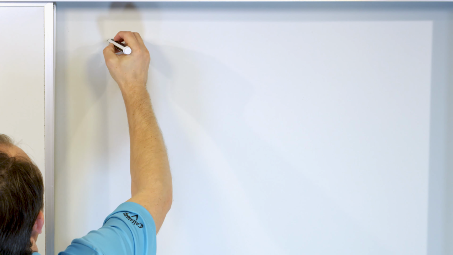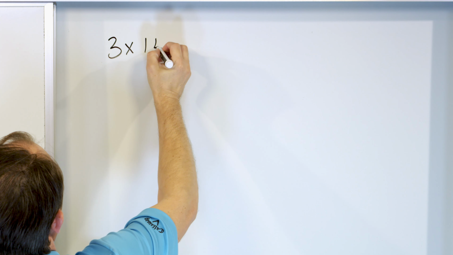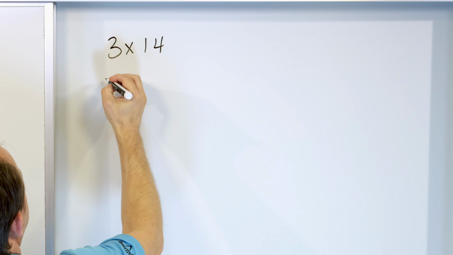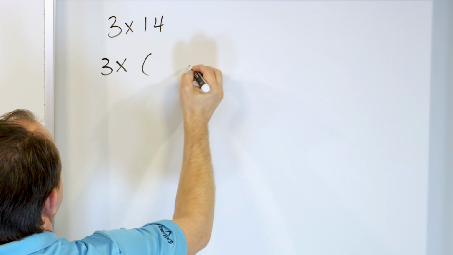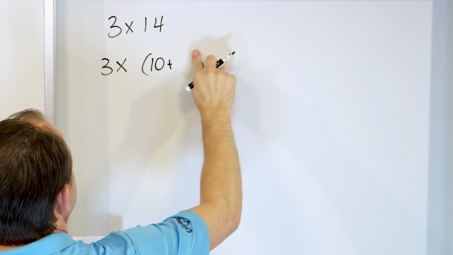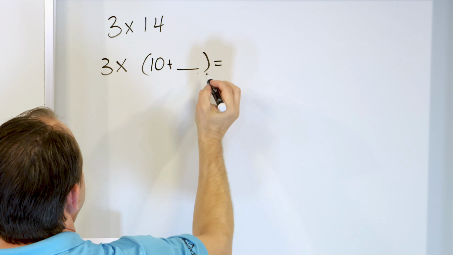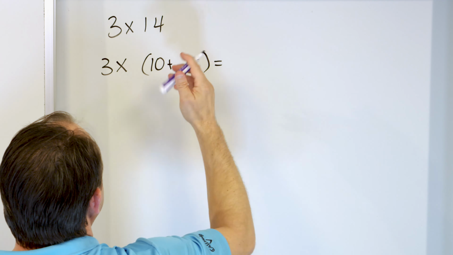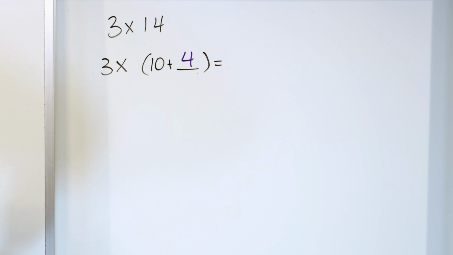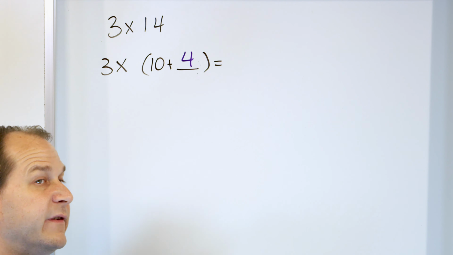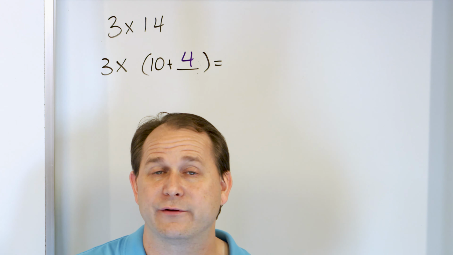All right, let's say we have 3 times 14. 3 times 14. Let's go ahead and rewrite this as 3 times 10 plus some blank here. Now what has to go in the blank? I'm trying to replace 14 with this, so the only thing that works is a 4. Now in this case, I don't actually know what 3 times 14 is off the top of my head, so this is an example of when I don't know the answer ahead of time.